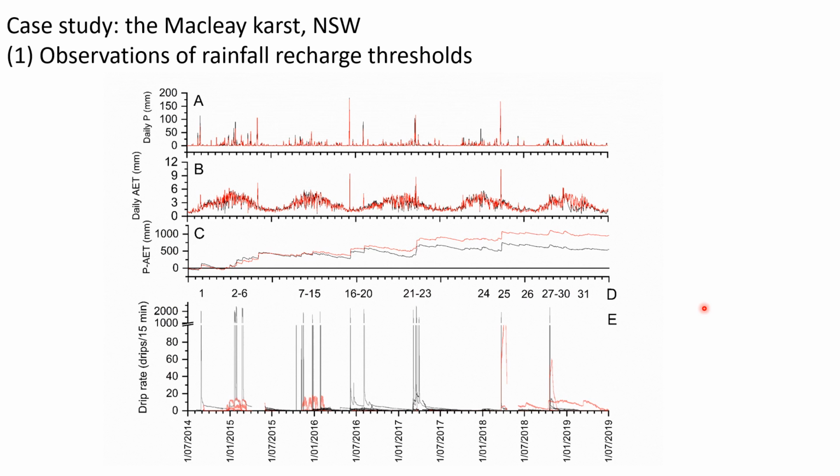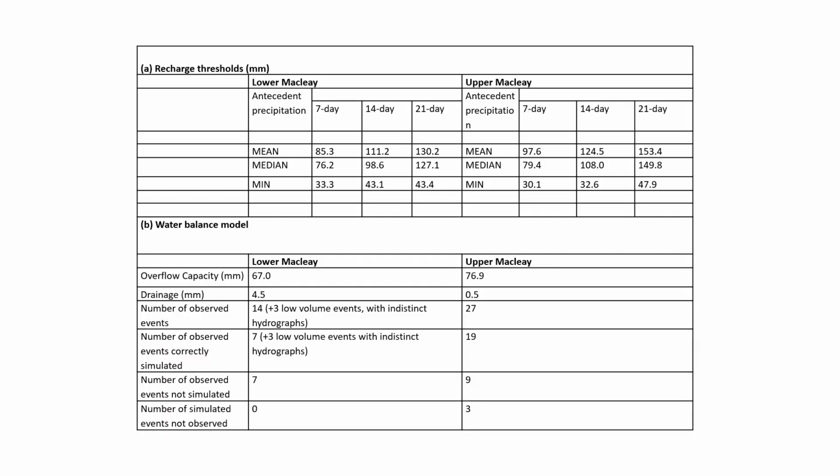And we can look at the antecedent rainfall for each one of these recharge events. For all 31 events, we can see how much rain occurred prior to them, and we can work out a rainfall recharge threshold, how much rainfall is needed to generate a recharge event. And we can't do that by any other method. And this is what we get. Just look at the top half of this table. I'm going to show this again in two slides' time, where we'll look at the bottom half. So the top half is the recharge thresholds, and the bottom half is the model output.